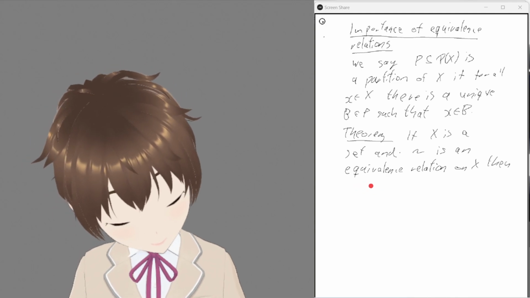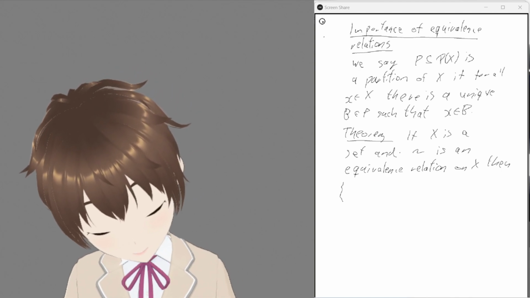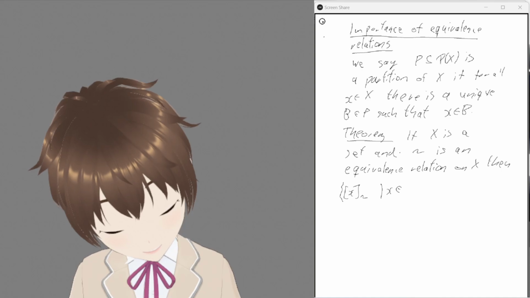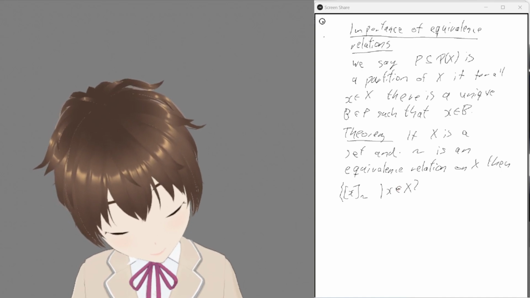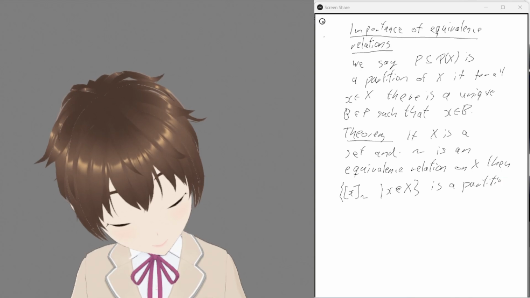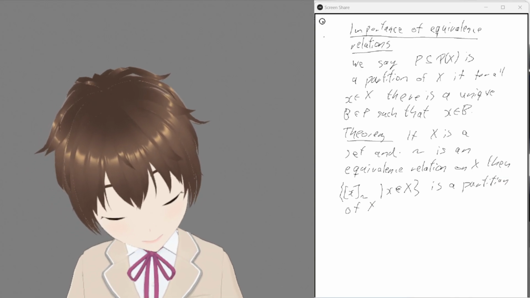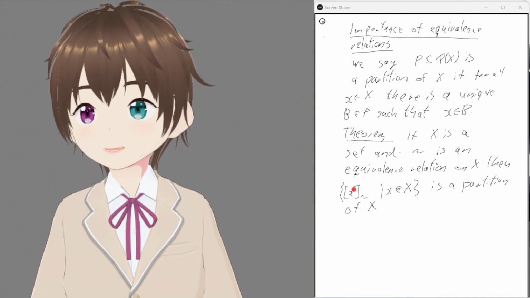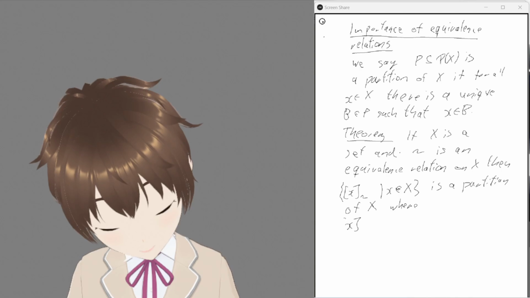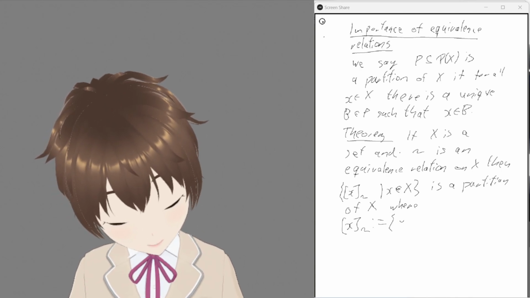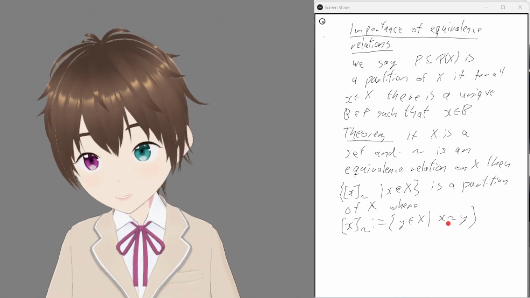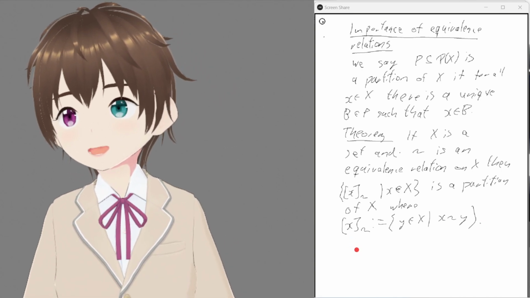Then this set here, x twiddle for x in X, is a partition of X, where what does this mean? This is the set of all these things. These things are called equivalence classes, where this means the things y in X such that x is related to y by this equivalence relation. And moreover, every partition can arise in this way.